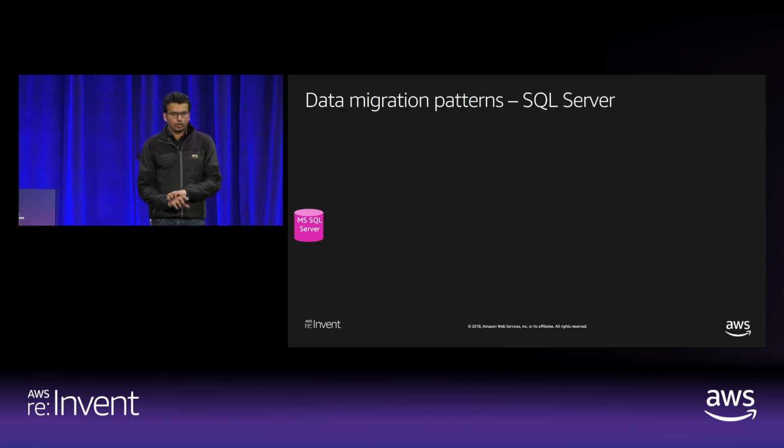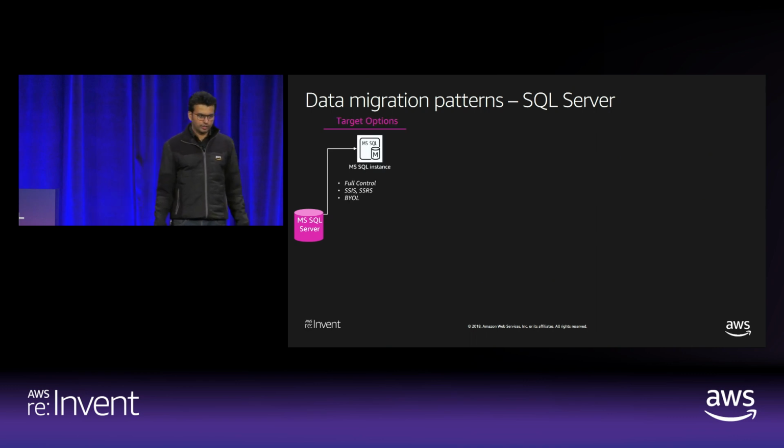So the next thing I want to talk about, a building block, is SQL Server data migration, right? The options that you have to migrate your database are, you can run SQL Server on EC2 instances. Now, you would consider this when you want full control of your entire database, or you're running SSIS or SSRS workloads, or you have existing licenses that you want to bring to AWS. This is when you would consider running SQL Server on EC2.